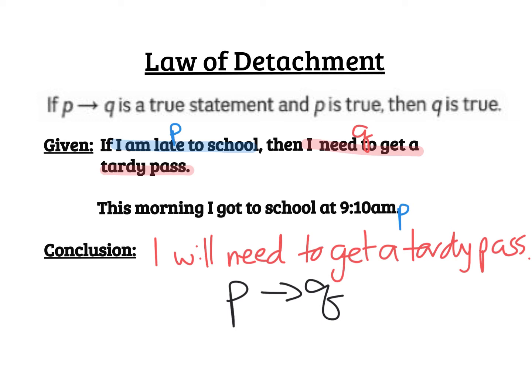Notice how we're not going from Q to P. We're not going the other way around. We're not saying if Q happens, then P must be true. We're not saying I got a tardy pass, then that means I got late to school. If you got a tardy pass, there's many reasons why. Maybe you were walking around the halls. Maybe you were talking to your friends. There's a lot of reasons why you got a tardy pass, right? So the law of detachment is true when you follow this deduction: if P, then Q, not the other way around. Q cannot imply P. It will not always be true.